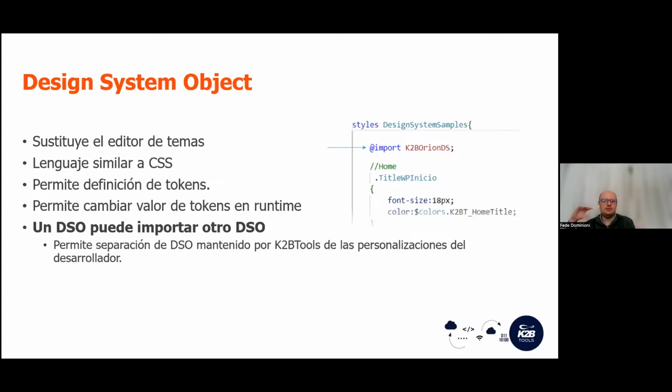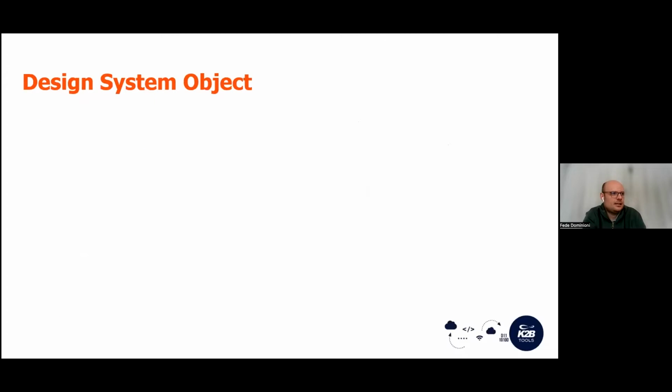K2BTools will give you the design system object that will be imported version after version, and the only thing that you need to do is use this import, and you will have centralized all the changes that you have made. So this simplifies things a lot, and it makes it much easier to migrate between different versions. So this for us was very important.